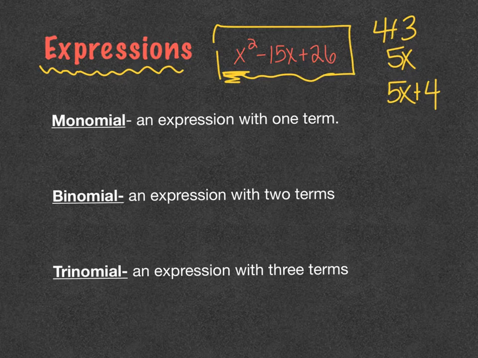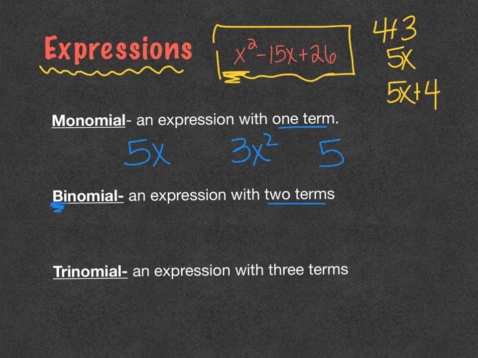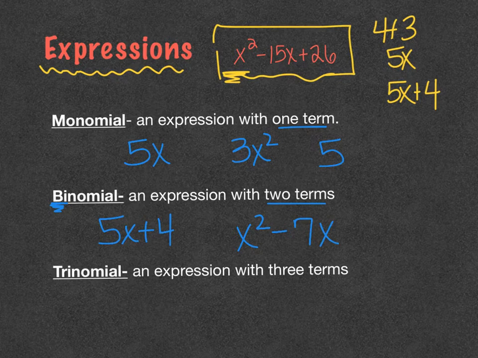All right, now there are different types of expressions that we can name or kind of classify. So the first type is called a monomial, and a monomial is an expression that only has one term. So like 5x, that's a monomial. 3x squared, monomial. Just a 5, monomial. It just has one term, an expression with one term. Now a binomial, you might notice the little prefix here is bi, usually means 2. It's an expression with 2 terms. So a binomial example would be like 5x plus 4, or x squared minus 7x. Those are binomials because they have 2 terms.